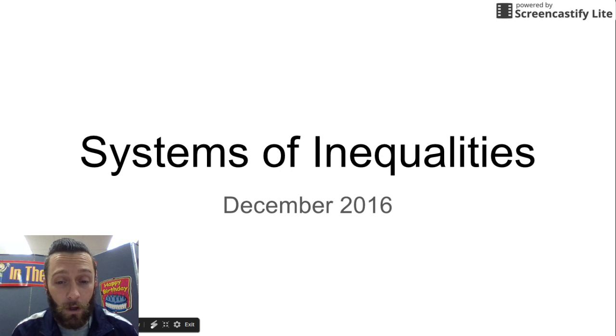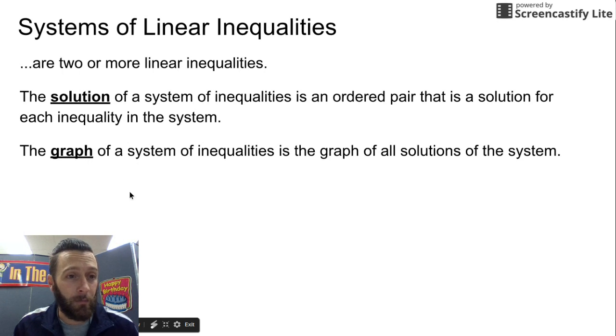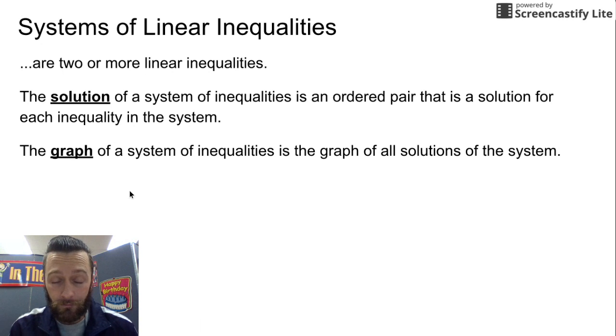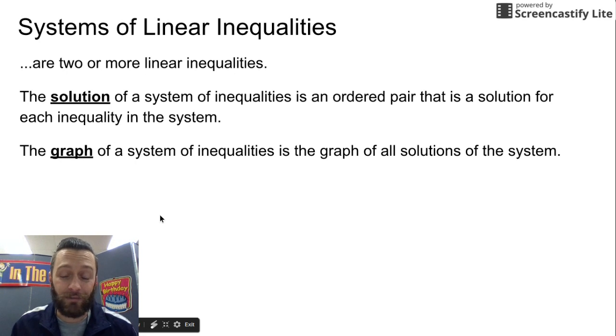Systems of inequalities are very similar to systems of equations. Just this time, your solution is an ordered pair where your two inequalities intersect, but the graph is going to be all the solutions that fit the condition of your linear inequalities. Let's see what that looks like.